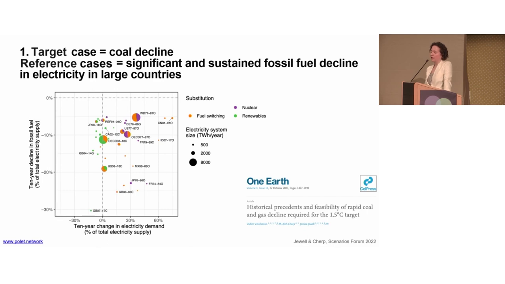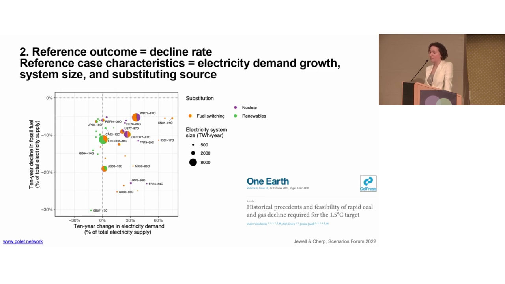And so the target case that I'm talking about is coal decline. So we all know that to meet 1.5 or 2 degree targets, coal really needs to decline rapidly. And in this first example I'm showing you, our reference cases are significant and sustained fossil fuel decline episodes in electricity in large countries. So our reference outcome is the decline rate, so we measure this over 10 years, so that we really get these sustained episodes of decline.